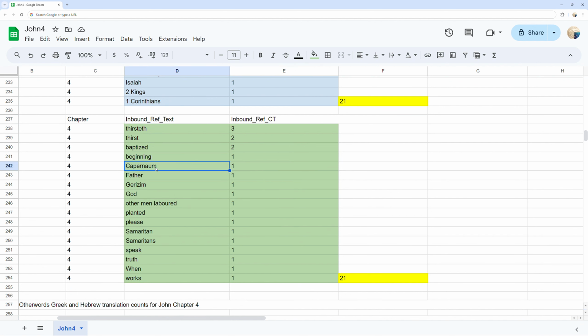Footnote definitions counts. You can see in red the footnote type and counts of topical guide with 14 counts as well as Greek translation at 1 found in John chapter 4.